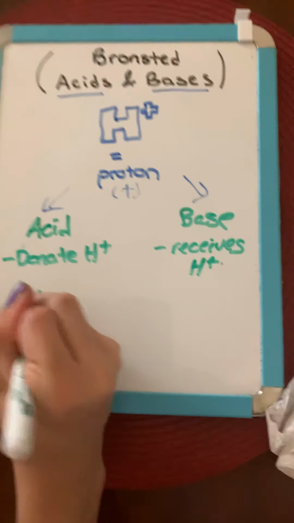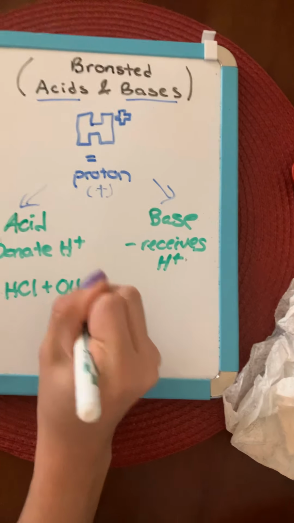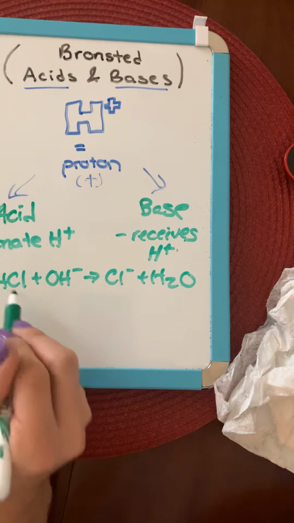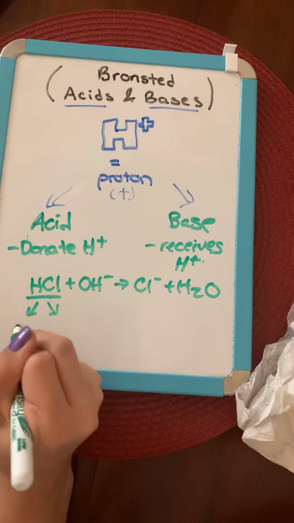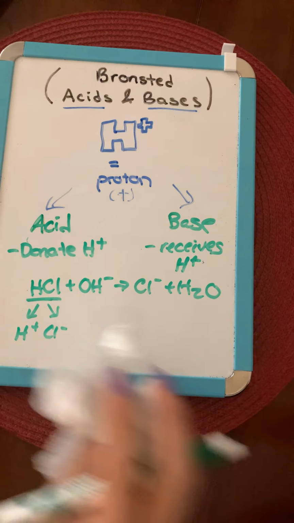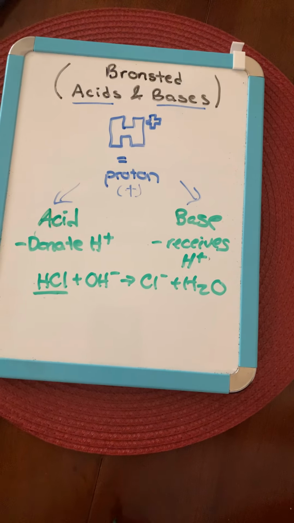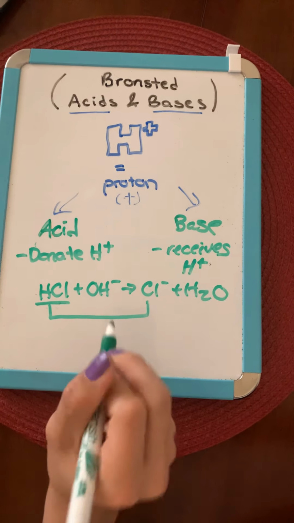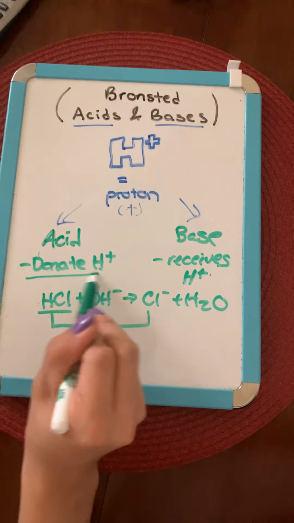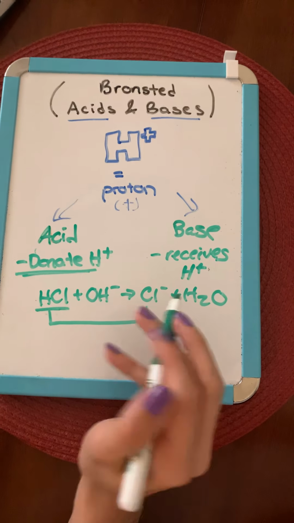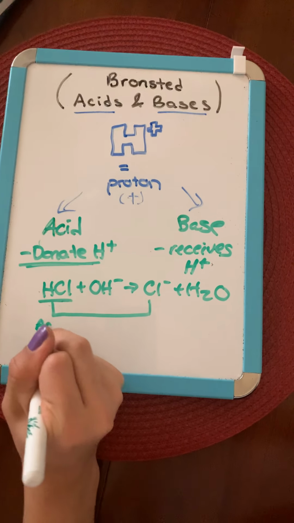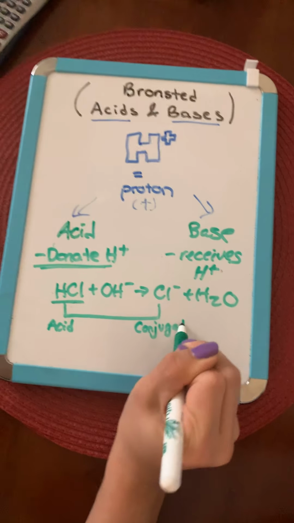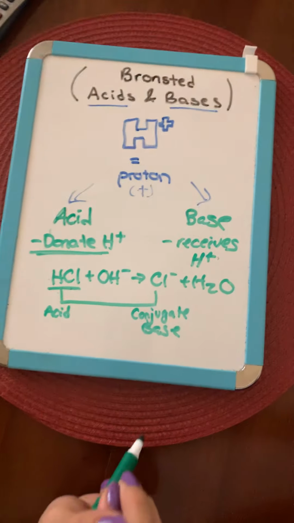For instance, if we had HCl plus OH minus going to Cl minus plus H2O. If you broke HCl down, it is H plus and Cl minus. Let's look at the before and after on each one. It went from HCl to Cl minus, so it did donate its H plus because it disappears afterwards. So HCl would be your Bronsted acid, and for every acid you have a conjugate base. So Cl minus would be your conjugate base.